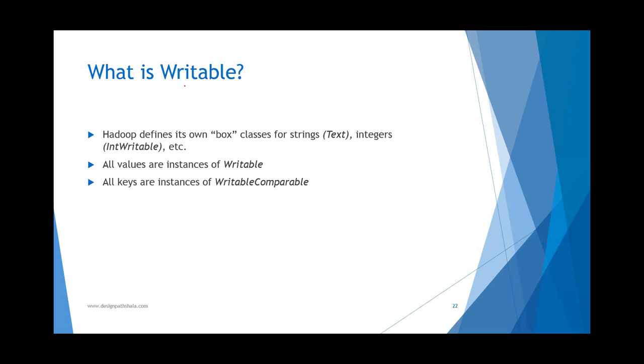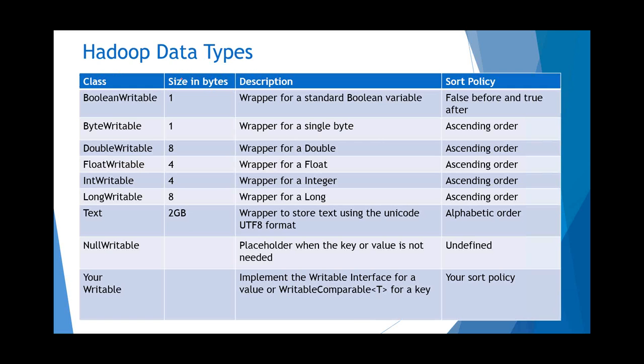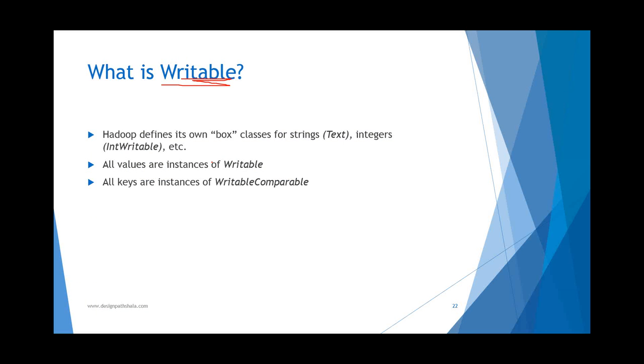So those keys and values are writable, and as the word itself suggests, those could be written into your file system. And your keys are not only writable but they are writable comparable also. Can anyone guess why they should be writable as well as comparable, and the values should be only writable? Values have to be writable, and keys have to be writable as well as comparable. Can anyone guess what could be the reason behind it?